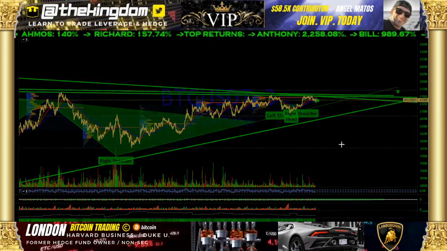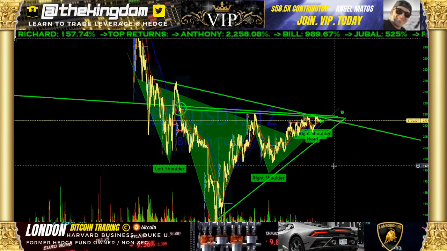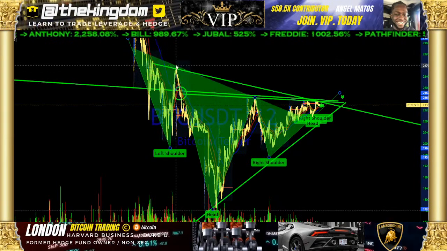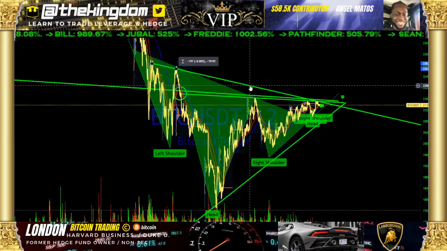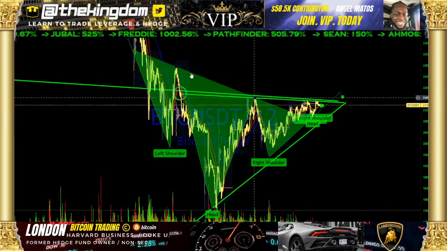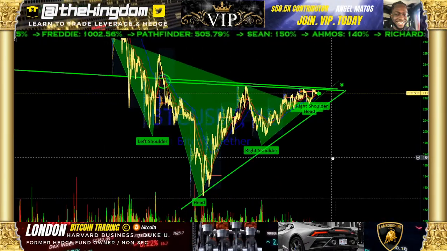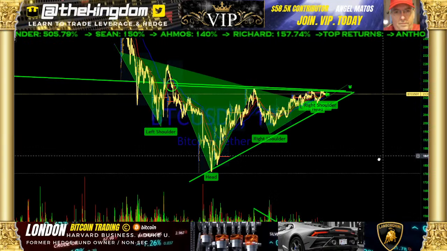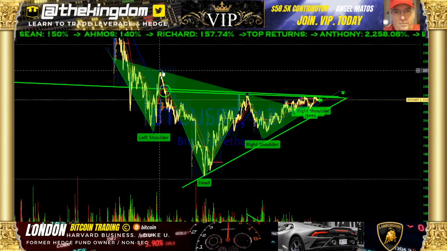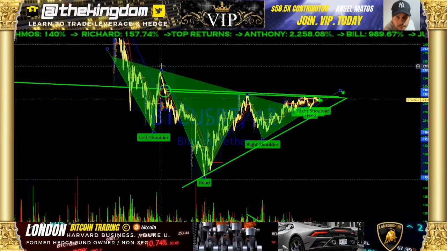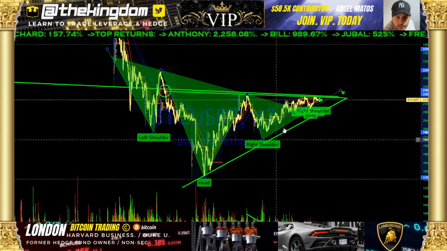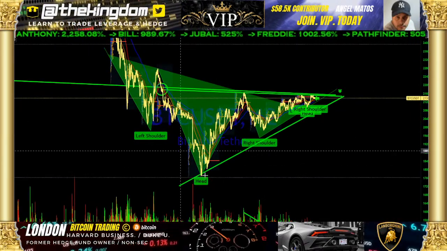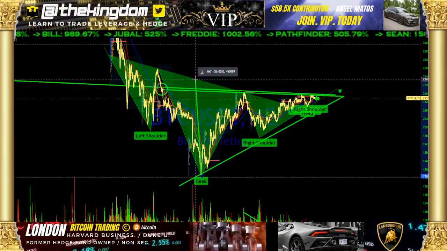Let's do the target real quickly. Let's make sure everyone knows how to measure the target on an inverse head and shoulders. Now we have the neckline. You guys know this neckline, okay? The neckline is the pivot between the two pivots, essentially between the left shoulder and the right shoulder and the head. Now, if you're measuring from the head to the neckline, from pivot to pivot, that's the trend line from pivot to pivot, right? That's going to be the neckline. So what we're going to do is just measure from the head, boom, to the neckline.